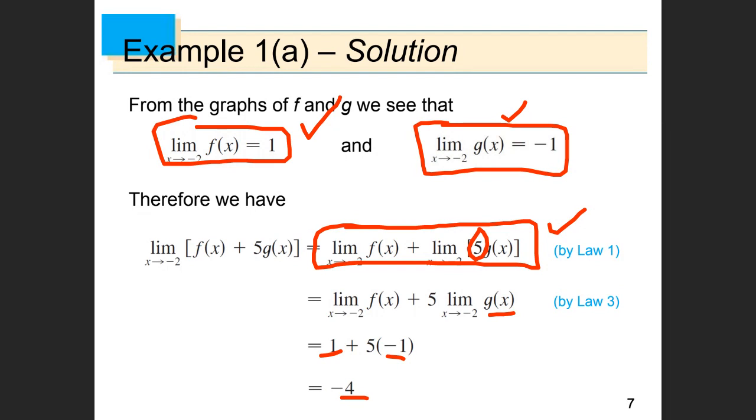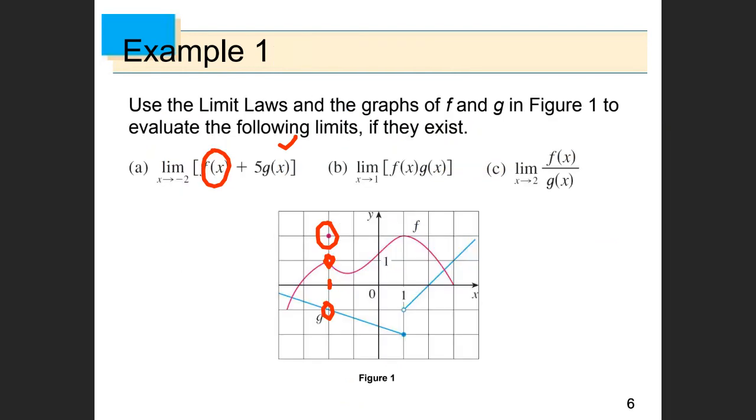Now for the second one, you are supposed to find the limit as x approaches 1 of f of x times g of x. As usual, we test if the limit as x approaches 1 of f of x and of g of x exist separately. For f, if I'm approaching 1 from the right, I'm sitting at 2, so the output will be 2. And if I'm approaching x equals 1 from the left, again you see I'm heading towards that number, the 2. So that limit exists.